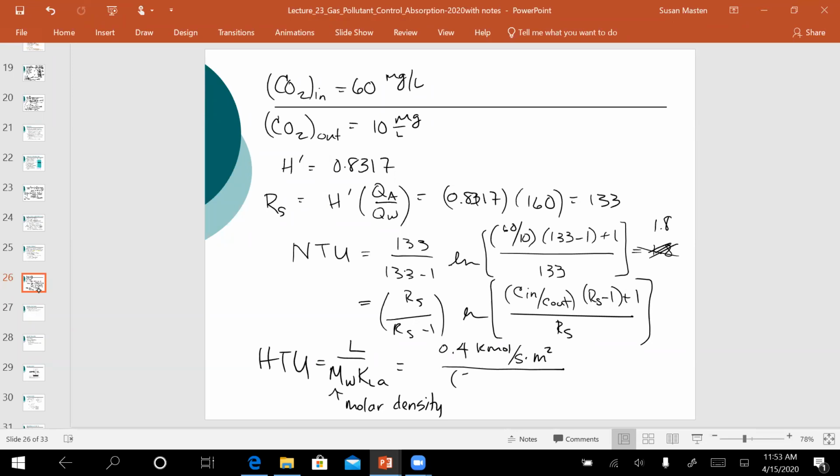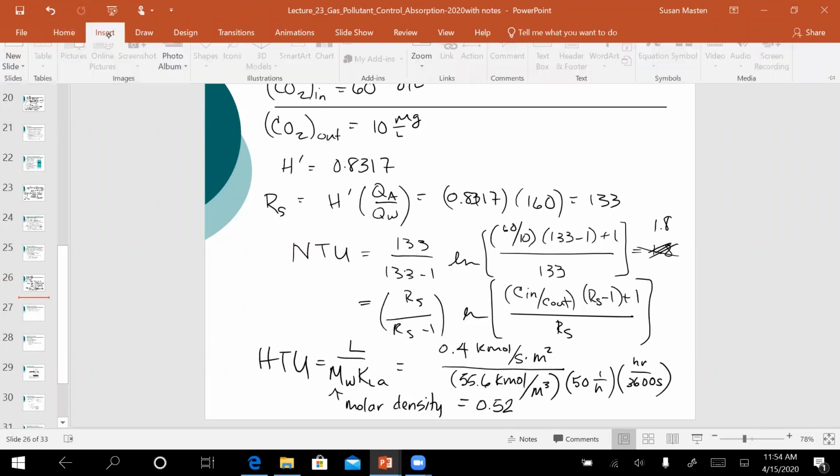divided by the molar density of water, times KLA, and that's inverse hours. We have hours here and seconds there, so we need to convert. And that is 0.52. And I'm just going to add another slide so that we have space.